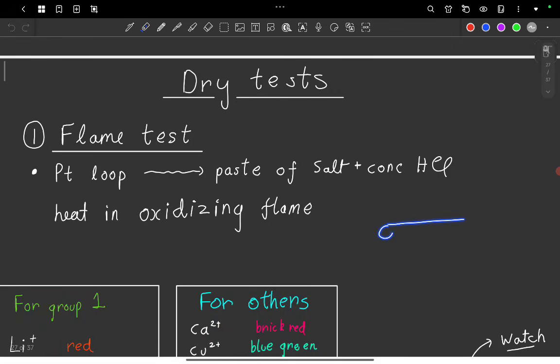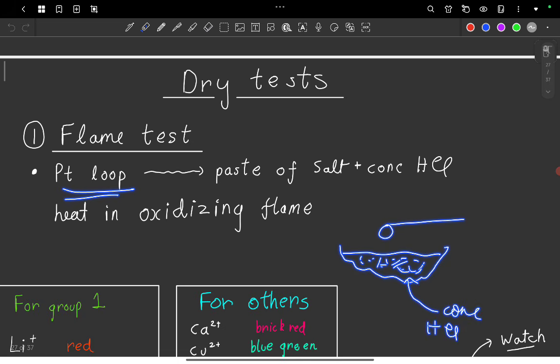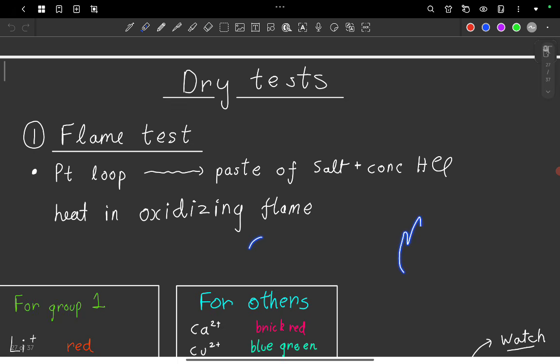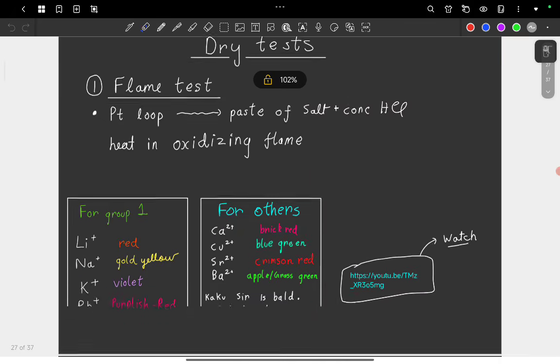Basically, you have an instrument with a loop of platinum, the platinum loop, and you dip it in a paste of the dry salt. But how is it a paste if it's dry? Basically, we added concentrated hydrochloric acid to it, and it has become a paste. So we dip the platinum loop into this paste, and then we heat it in an oxidizing flame. Like this is an oxidizing flame, and we heat it in it, and there is a special color of flame which is observed. Now looking at the color of this flame, we can infer what kind of cation is present in our salt.